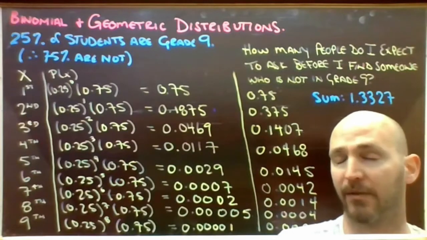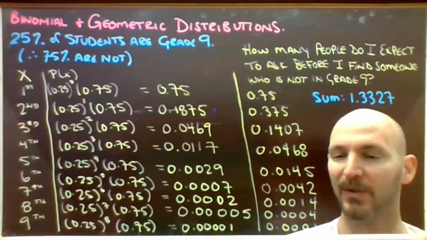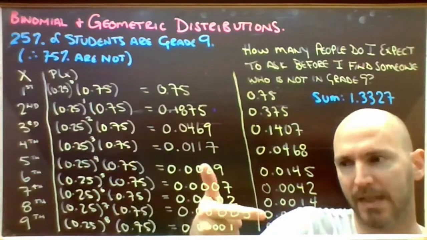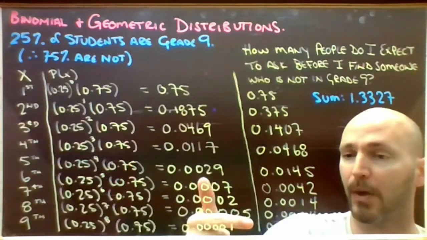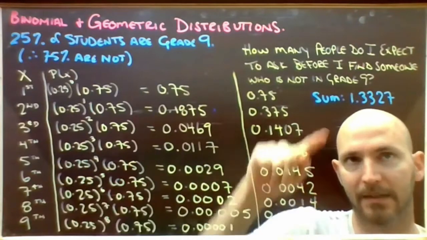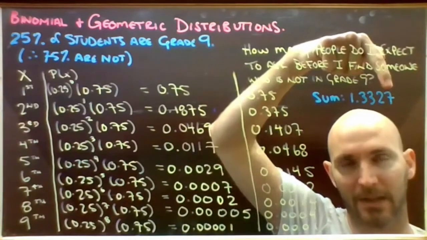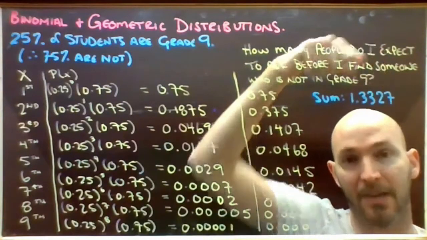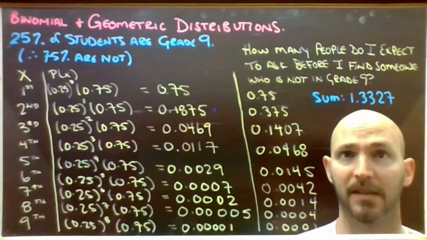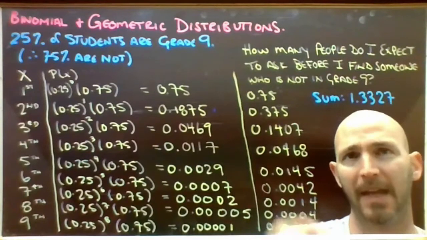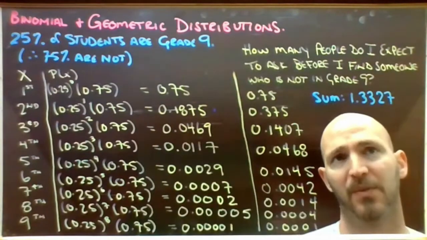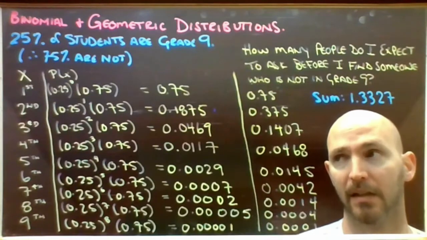Now I have better things to do with my time, and so do you. Because you notice that once I got to here, and this is only the 9th row, the amount I'm adding to this is way down here. It's all the way down in the 10,000th place on this digit. So my answer is going to be pretty close to 1.33.